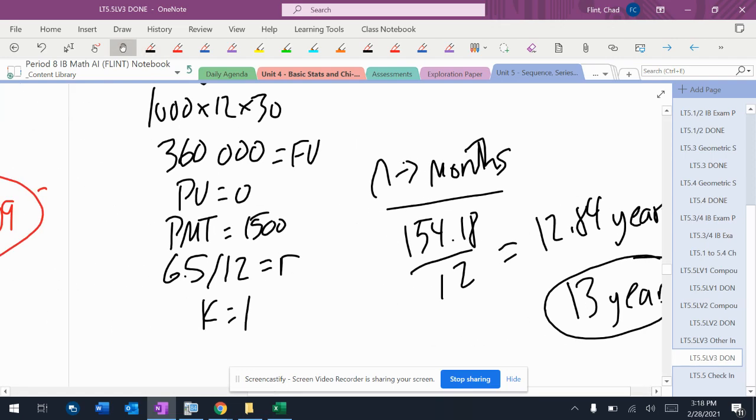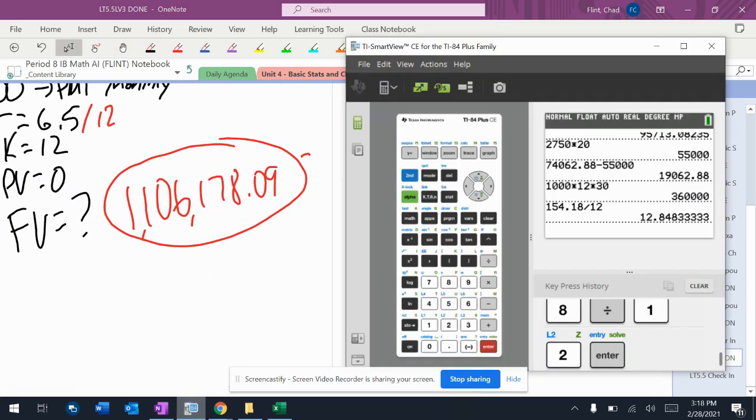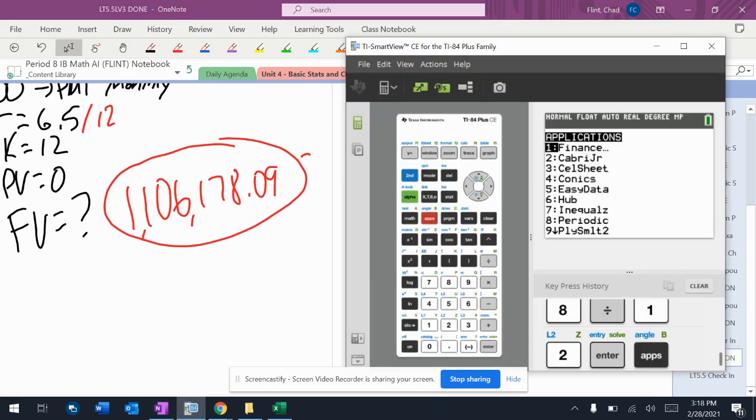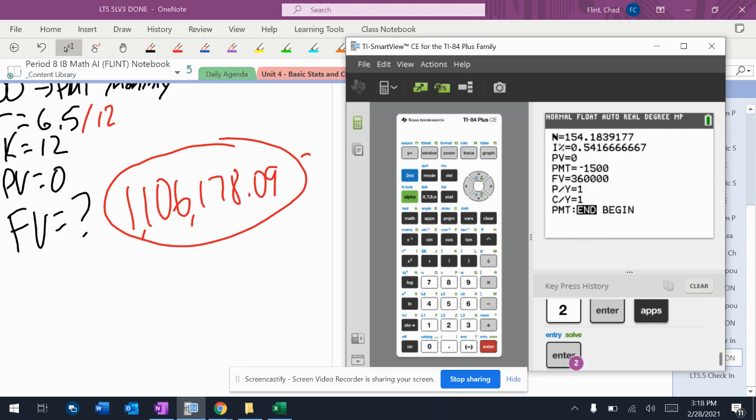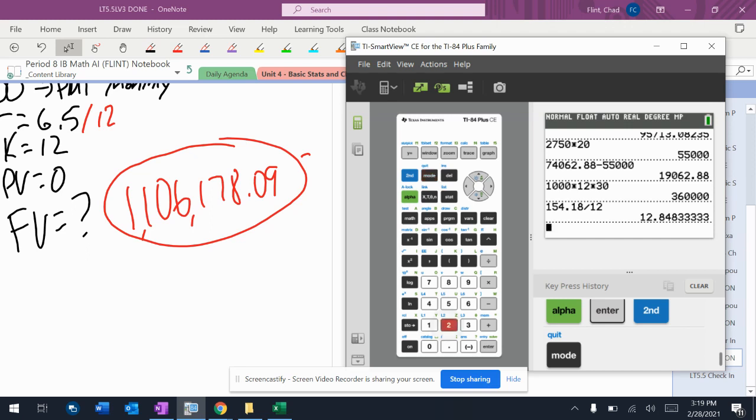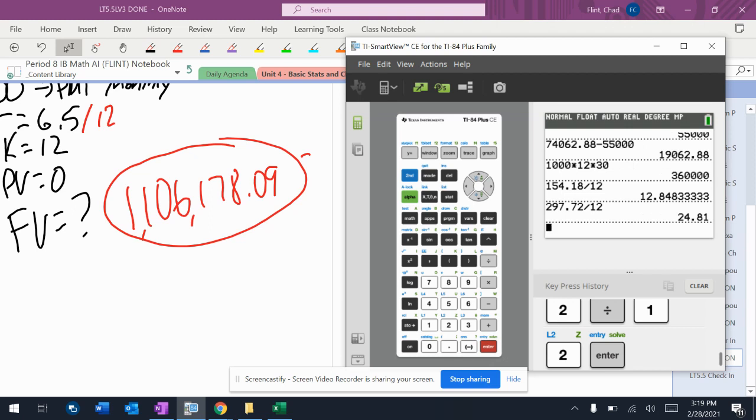Just to see, because I'm curious how long the money would last. So let's go back into my apps finance, because a lot of times when you fill out a question like this, it'll ask you how long would the money last. So with $1,106,178.09, if I take out $1,500, how many months will it last? It's going to last 297.72 months, which is a lot of months. So 297.72 months divided by 12. So it would last 24.81 years, which, I mean, maybe you retired that long.